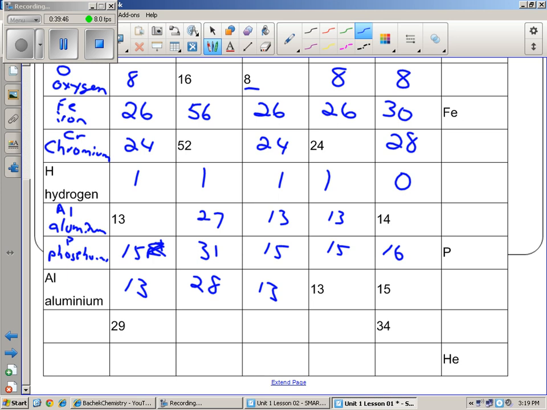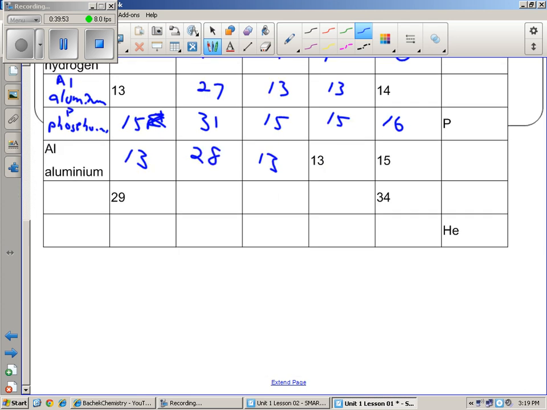Number 29, that must be what? Copper? Is that right? Copper. It's got a weight of 63.55. But that might not match up with this one here, for example. So first of all, this is copper. Copper's 29. Actually, usually I'd say 64, but I did tell you that there.